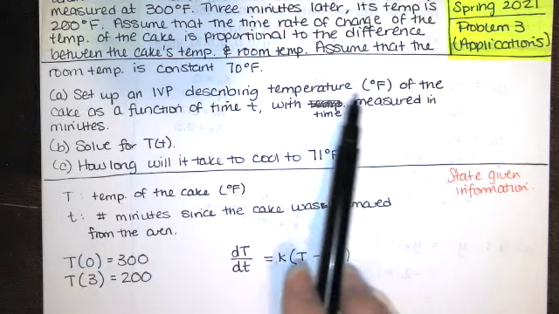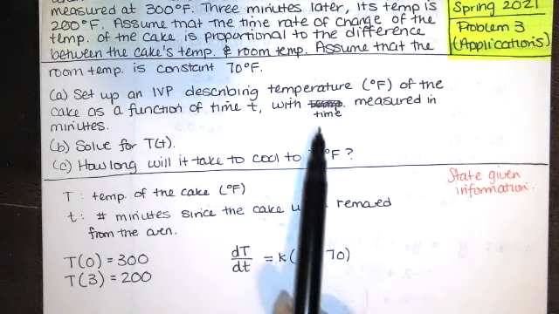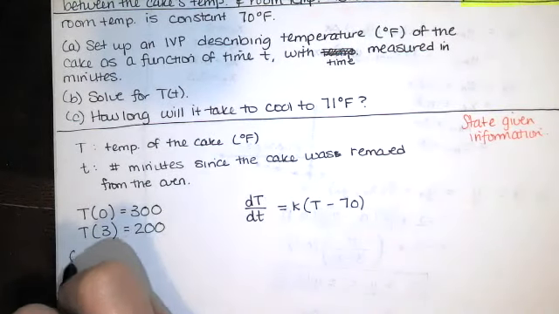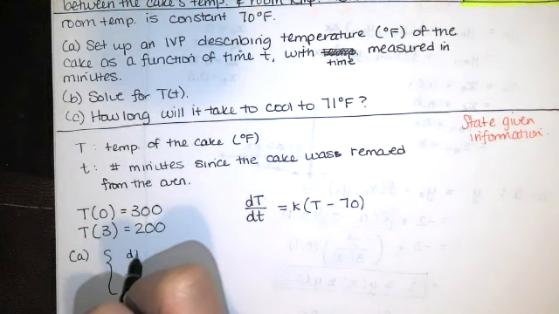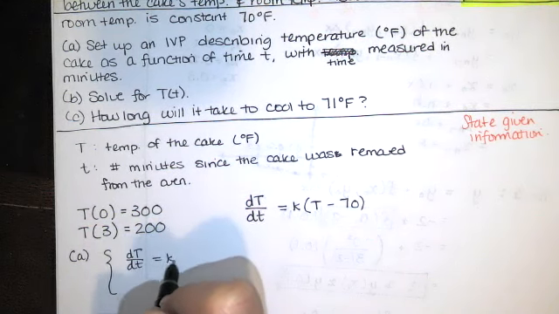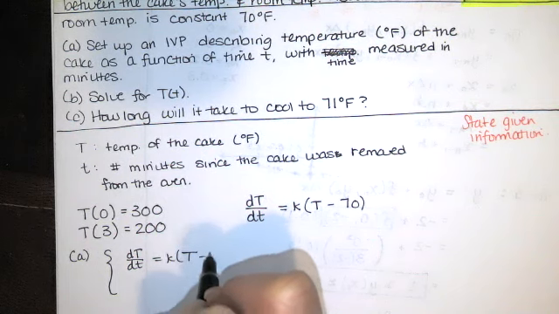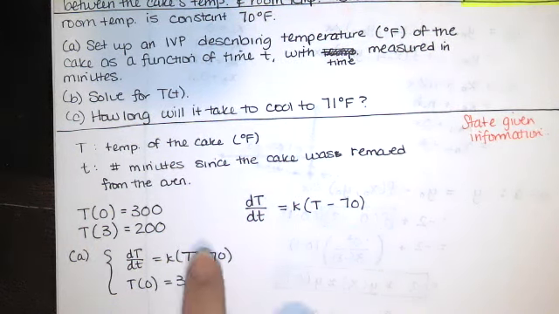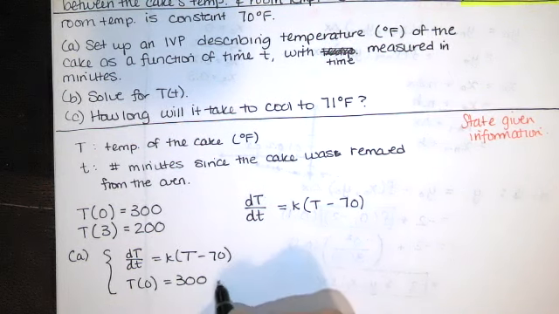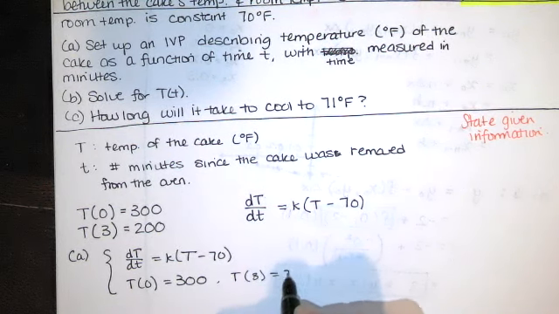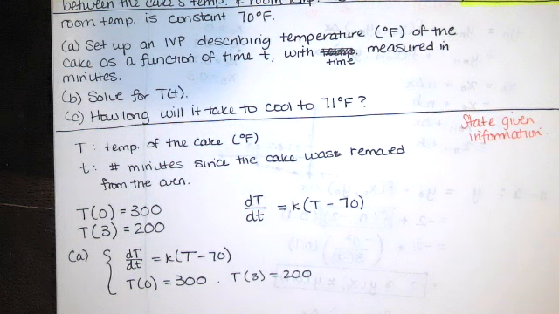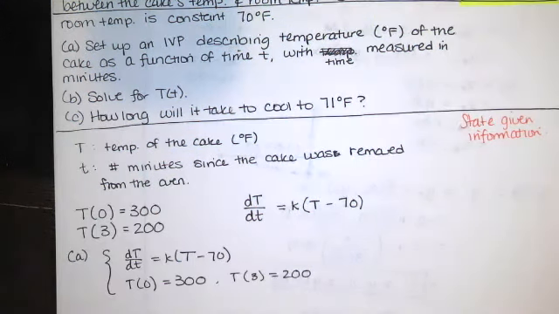So, okay, what did it say in part A? Set up an IVP describing the temperature of the cake as a function of time with time t measured in minutes. Well, I think we're pretty much done with A. We've got T prime equals k times the temperature minus 70, and T of 0 equals 300. Keep note of the fact that T of 3 is also equal to 200, and that is going to allow us to find k. You might think of this as a boundary value problem, but that second point is really just allowing us to find k. And then part B says solve for T.